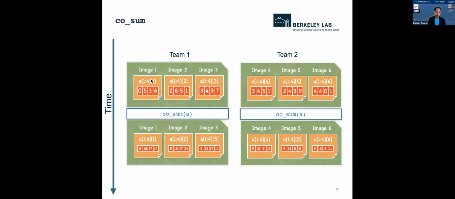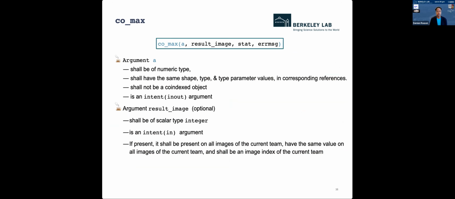Basically, if we're applying it to an array, I typically most often use it for scalars. If we're applying it to an array, then we'll get an element-wise sum. So 0 plus 2 plus 3 gives us 5. And since there's no result image here, every image gets the 5, right? And so that's the same thing for all the images in the team, and also in team 2. There's sort of the same pattern there. Same thing for all the other elements.